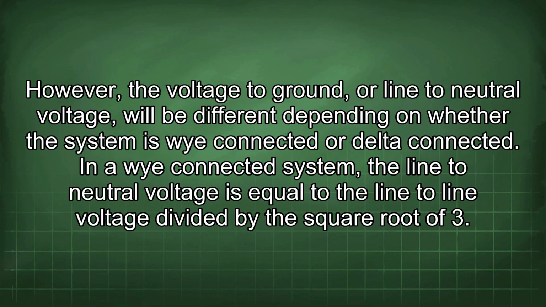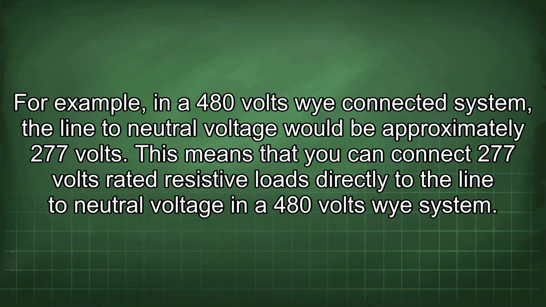However, the voltage to ground or line-to-neutral voltage will be different depending on whether the system is Y-connected or delta-connected. In a Y-connected system, the line-to-neutral voltage is equal to the line-to-line voltage divided by the square root of 3. For example, in a 480 volts Y-connected system, the line-to-neutral voltage would be approximately 277 volts. This means that you can connect 277 volts rated resistive loads directly to the line-to-neutral voltage in a 480 volts Y system.